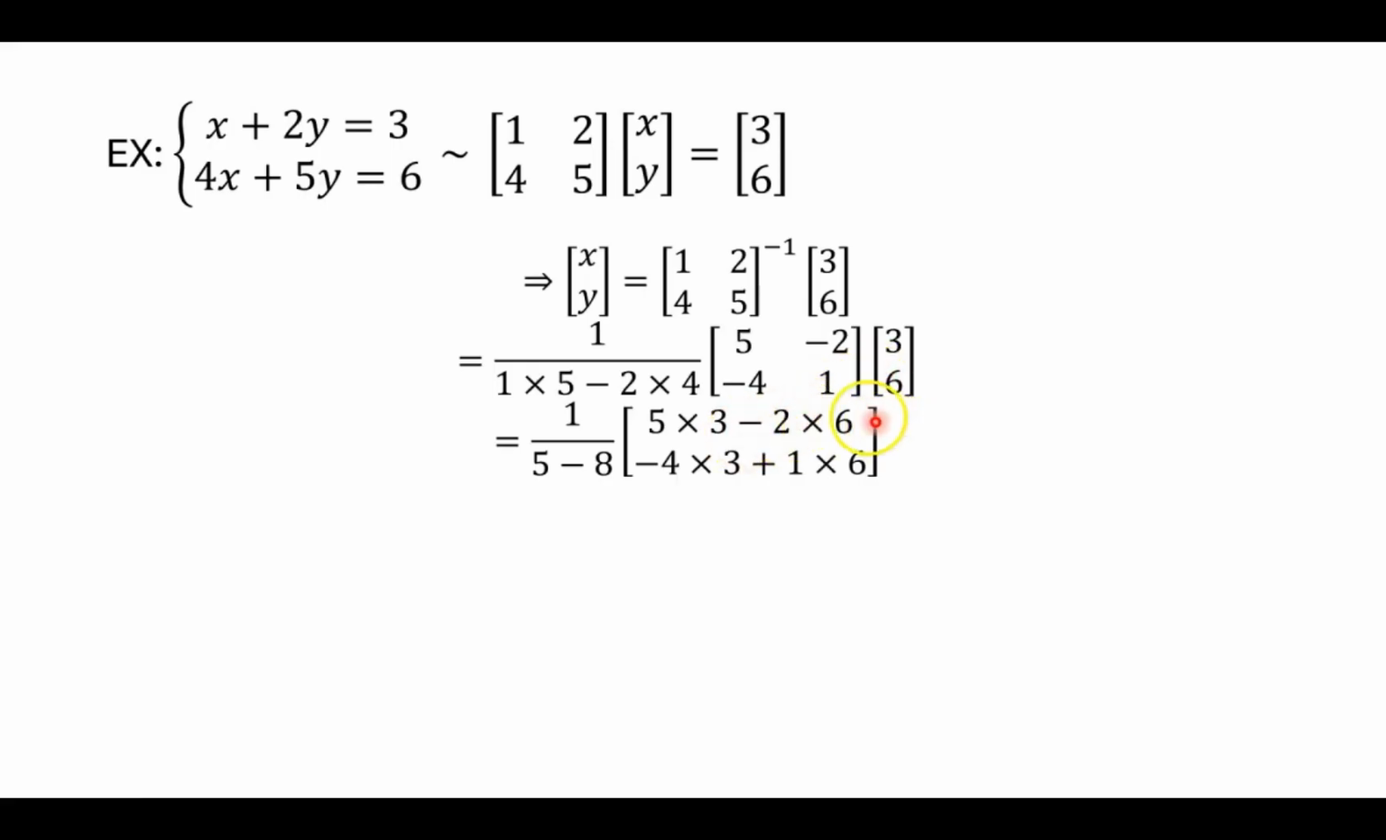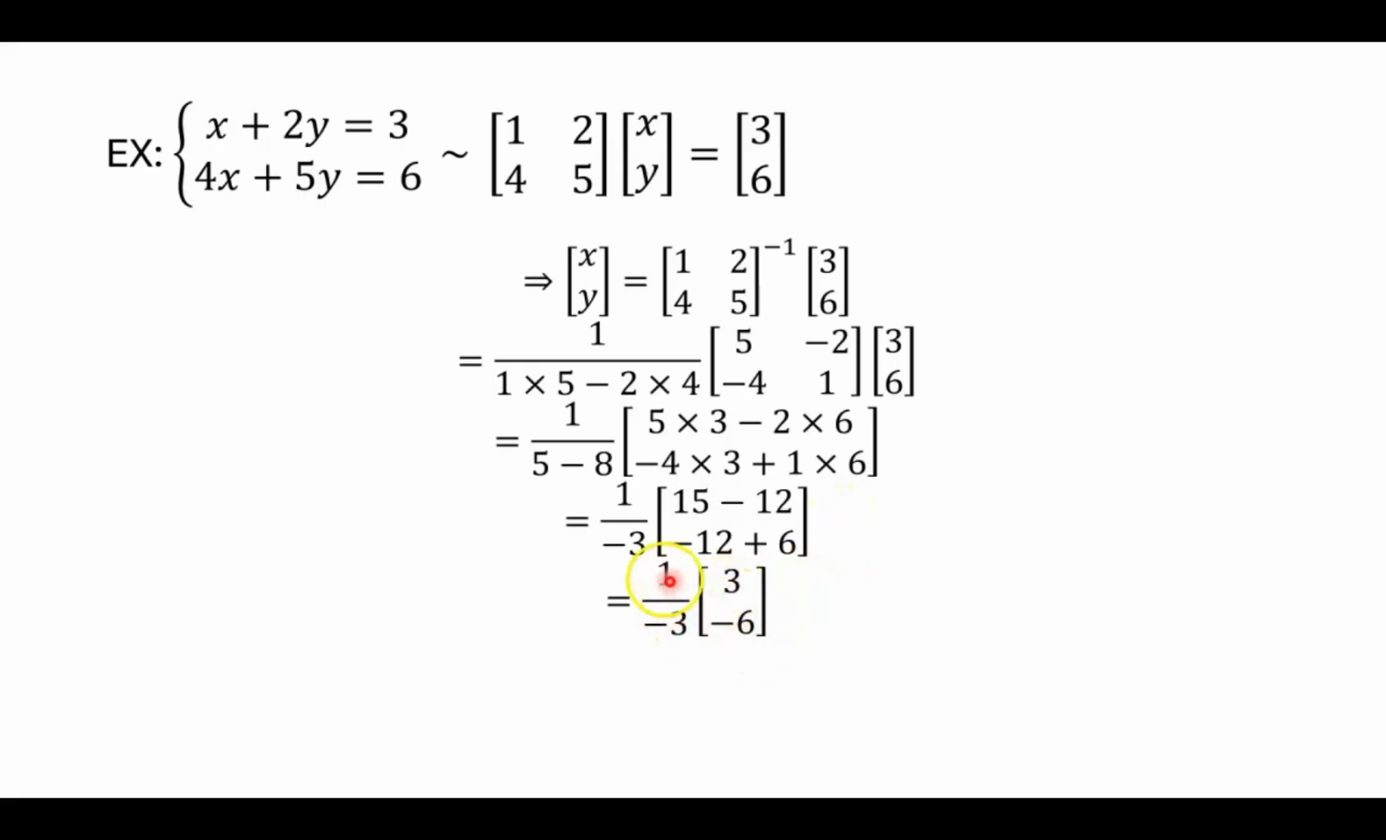So the first row, first column is this first row times this first column. So it's 5 times 3 minus 2 times 6. And the second row is 4 times 3 plus 1 times 6. And you can just work this out. This comes out to be negative 3, and this is 15, this is 12, and the other row is minus 12 plus 6. And then you end up with this.